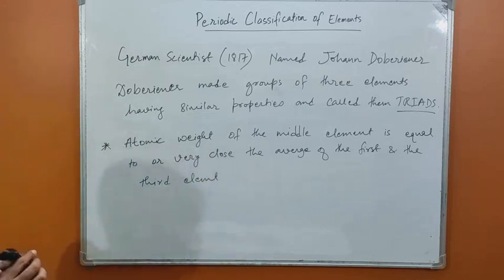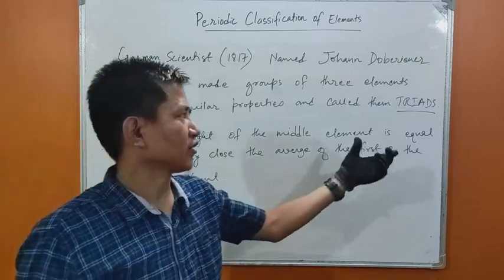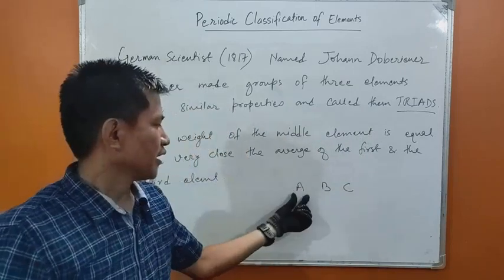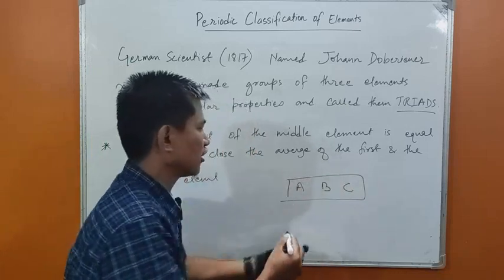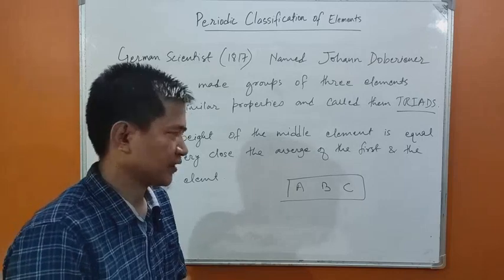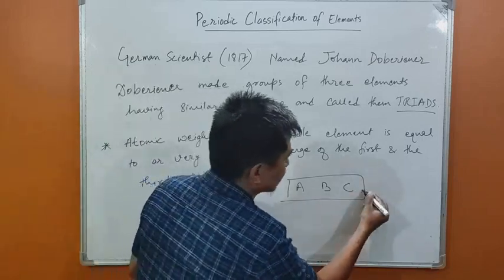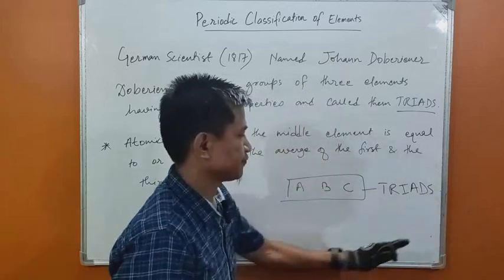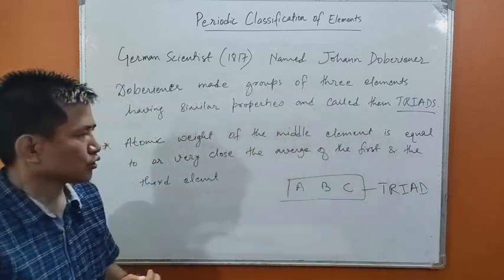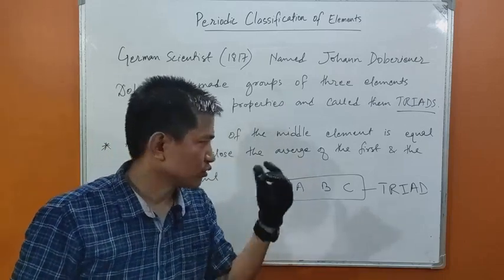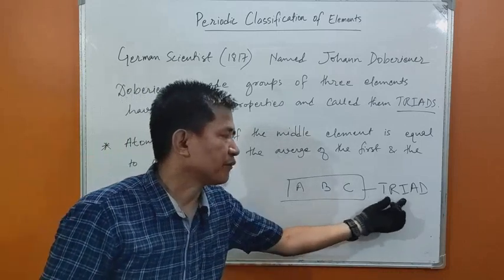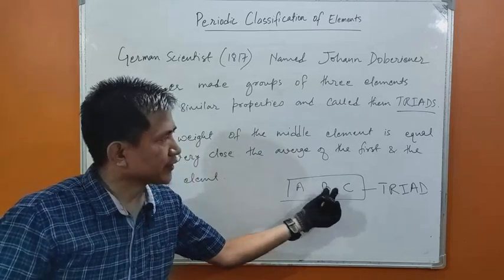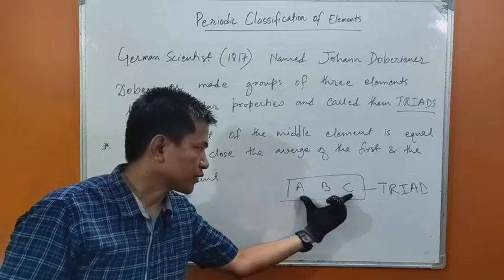Okay, according to Dobereiner, he classified three elements and called them triads: element A, element B, and element C. He made a group of three elements and called each group a triad. Tri means three, bi means two, mono means one, isn't it? So he made groups of three elements each and called them triads. Now according to his law, the atomic weight of the middle element is the average of the atomic weights of the first and the third element.